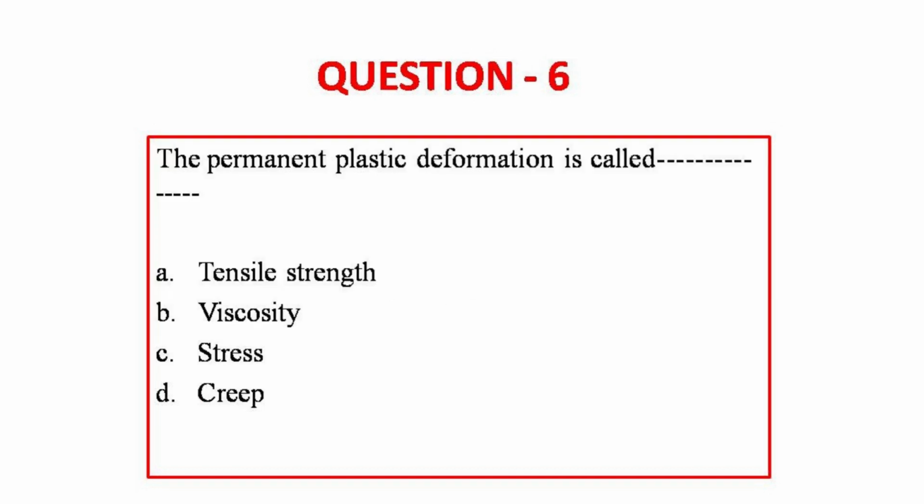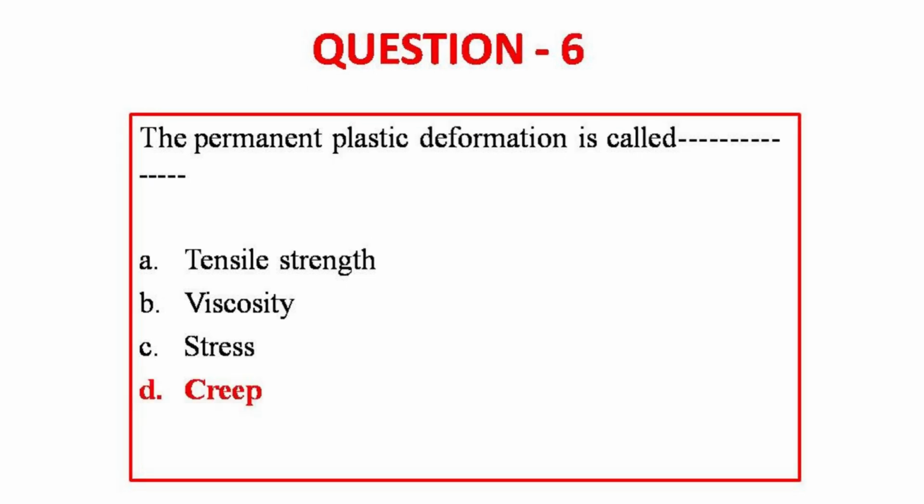So moving on to question 6. The permanent plastic deformation is called dash. See, this is a question which has been asked for a very long time. They keep asking this. It's a repetitive question, so you should know this. The permanent plastic deformation is creep.